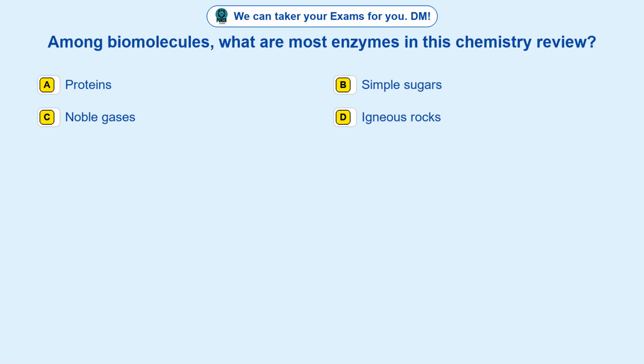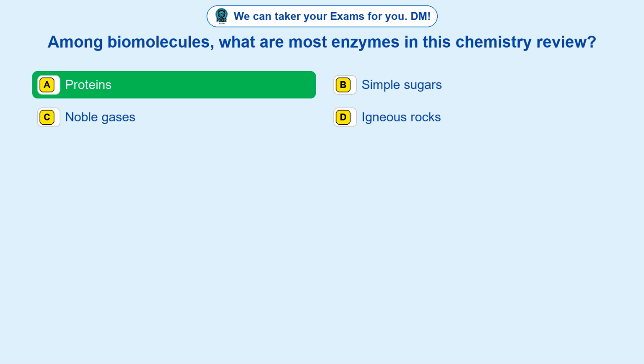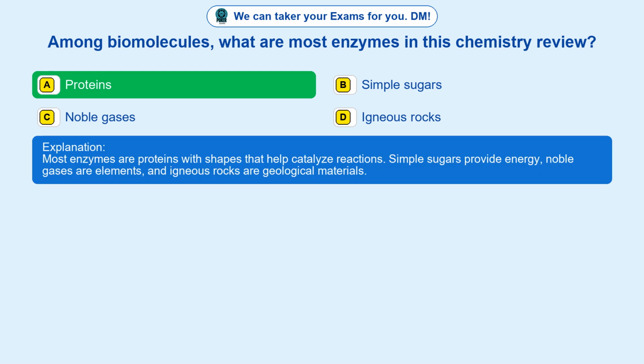Question 30. Among biomolecules, what are most enzymes in this chemistry review? Option A, proteins. Option B, simple sugars. Option C, noble gases. Option D, igneous rocks. The correct answer is option A, proteins. Most enzymes are proteins with shapes that help catalyze reactions. Simple sugars provide energy, noble gases are elements, and igneous rocks are geological materials.